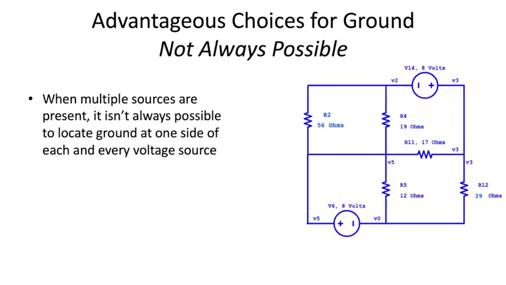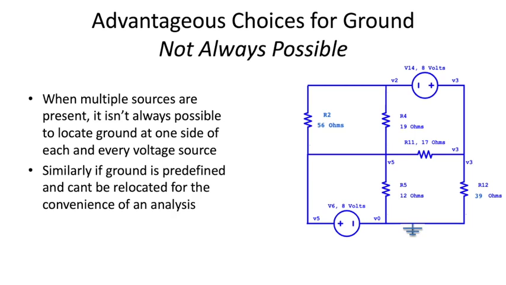Okay. Now, unfortunately, we can't always take advantage of this. For example, if there are multiple sources present. Here, one of the sources can have its terminal, say, near ground, but the other can't, just because they aren't near each other in the circuit. And another situation you might run into is if ground has been predefined in some manner so that it can't be relocated simply for the convenience of an analysis.